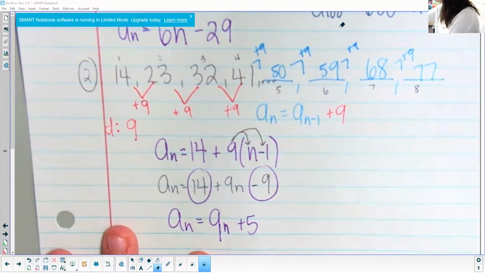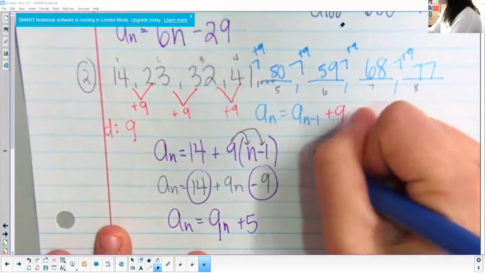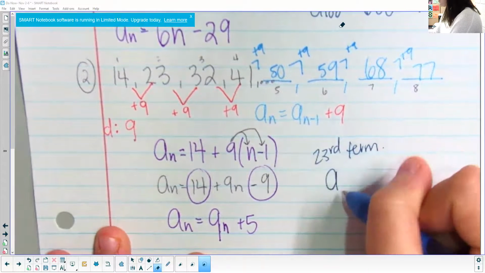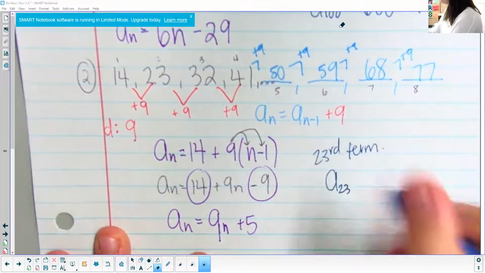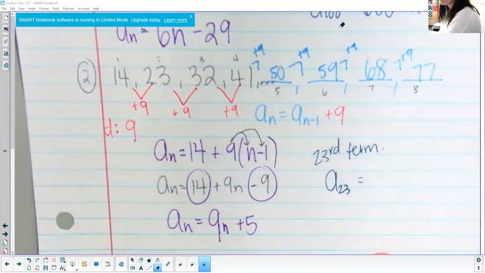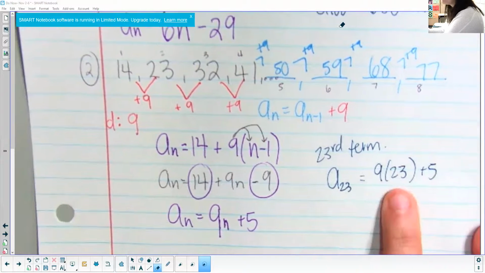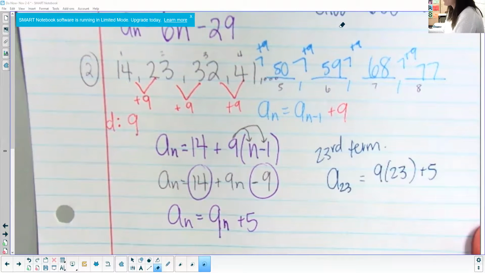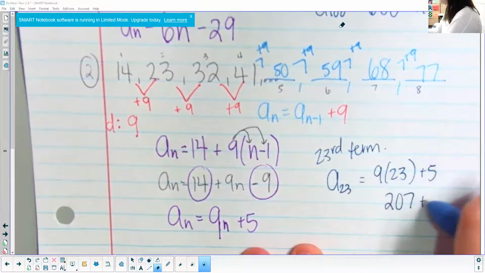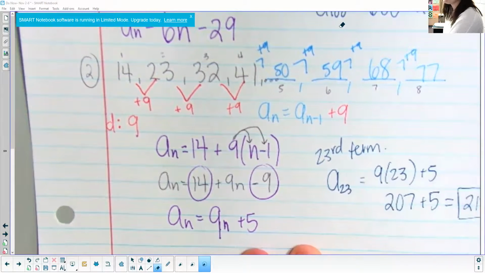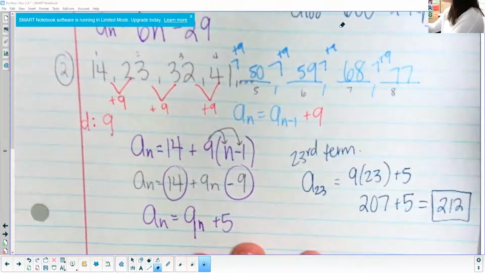So here, instead of finding the 100th term, let's find the 23rd term. Meaning I take A sub 23, and I'm plugging 23 in for n. 9 times 23 plus 5. Now, I don't expect you to do this in your head. I expect you to use a calculator. 9 times 23 is going to be 207. 207 plus 5 is 212. So 212 is my 23rd term here.